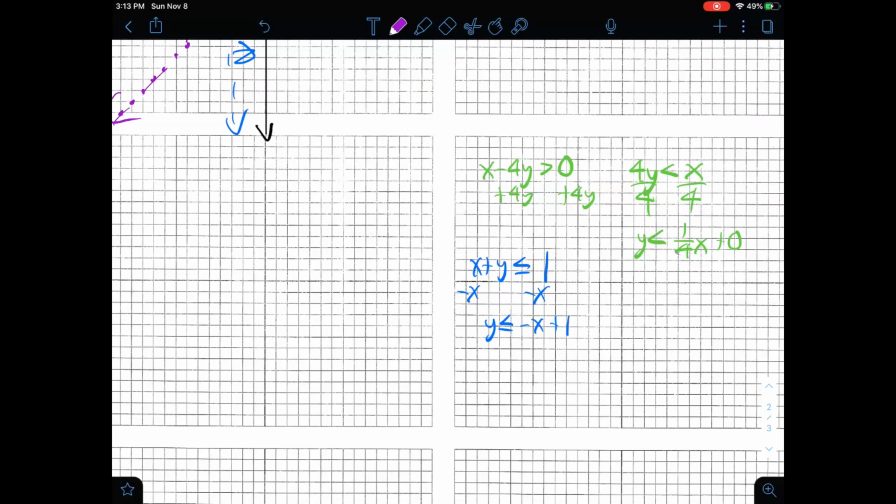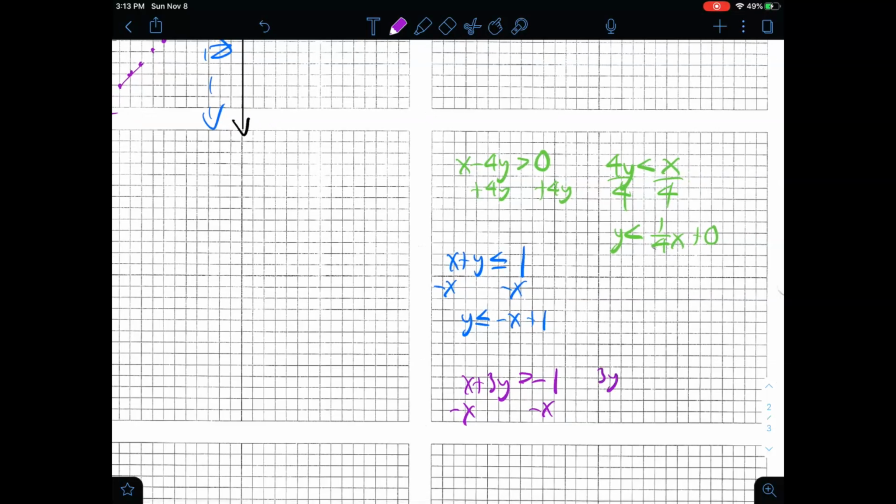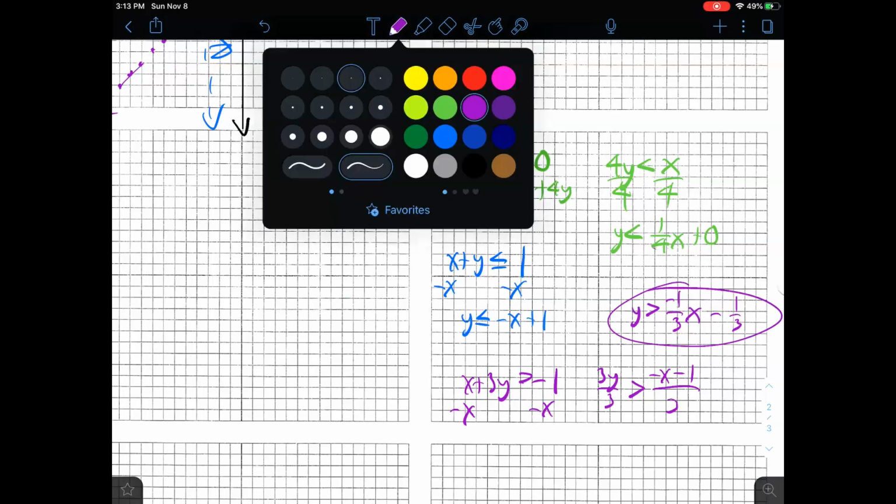And then we have the last line, which is x plus 3y is greater than -1. Subtract x. So we get 3y is greater than -x minus 1, divided by 3. So y is greater than -1/3 x minus 1/3. Ooh, that's going to be kind of tricky to graph. All right, so these are our 3 lines we're going to graph here.